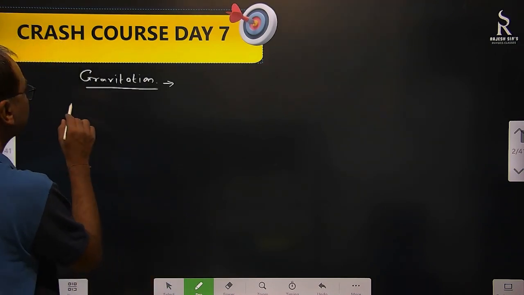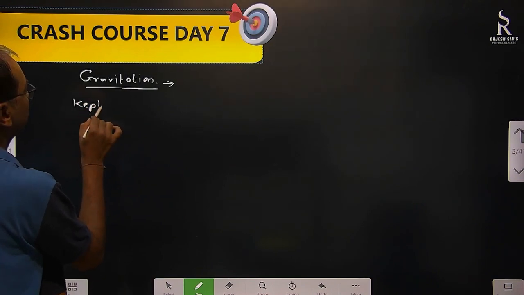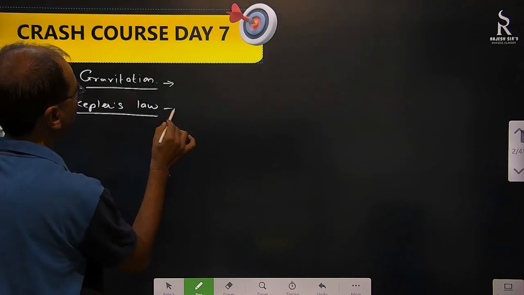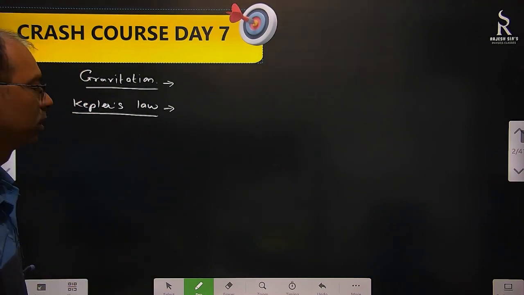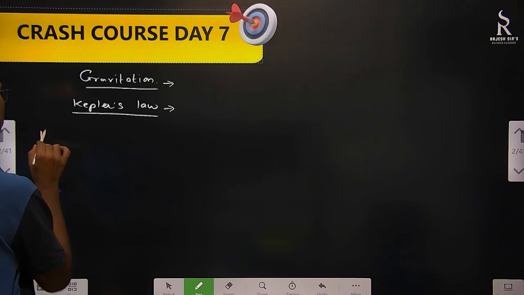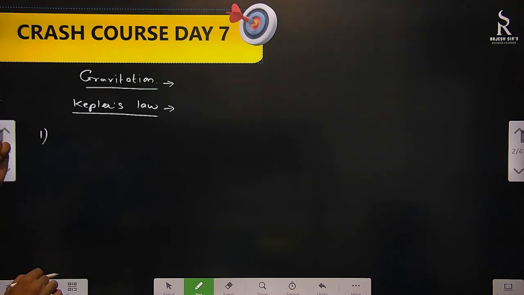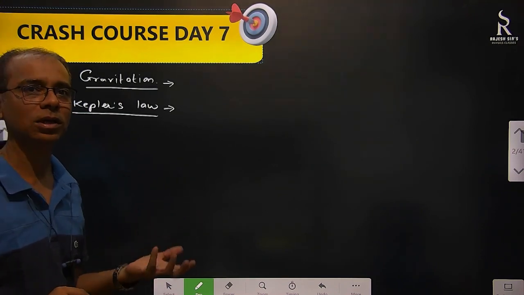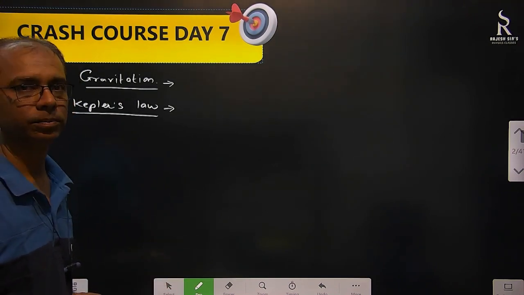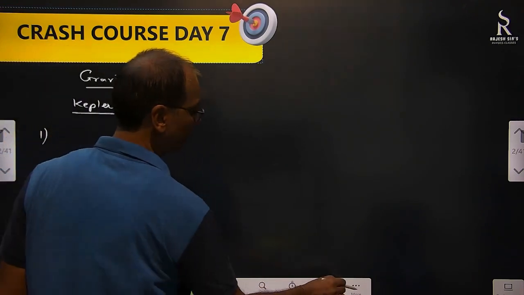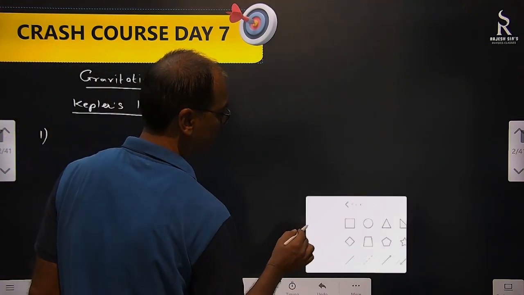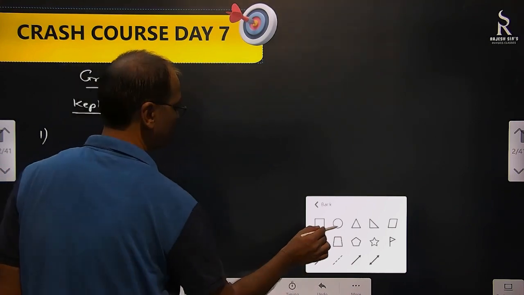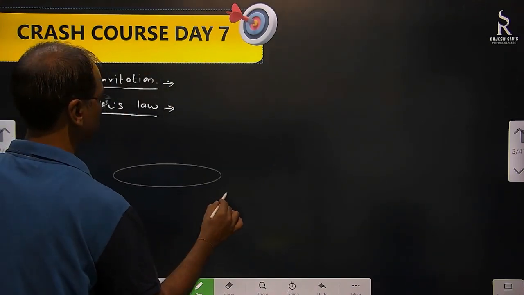We are starting with Kepler's law. Okay, 3 laws are there. What are the conclusions? We'll see them. So, the first law of Kepler says that the orbit of the planets orbiting around the sun is not circular. It is actually elliptical. The orbit in which planets are revolving around the sun is an elliptical orbit and not a circular orbit.